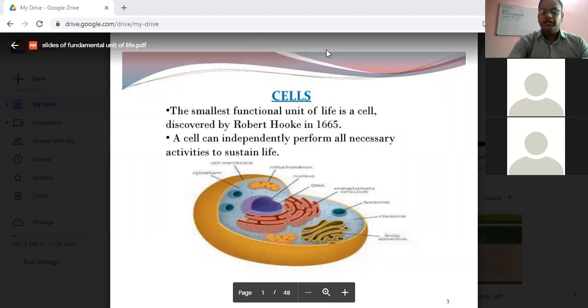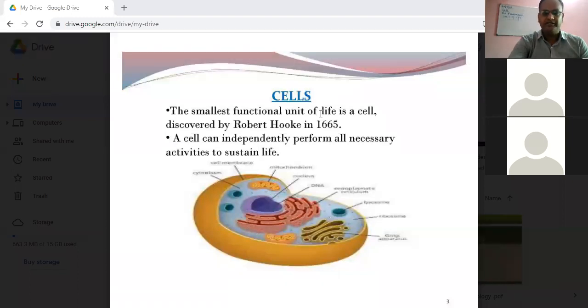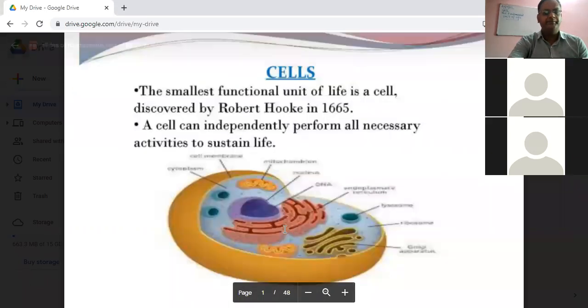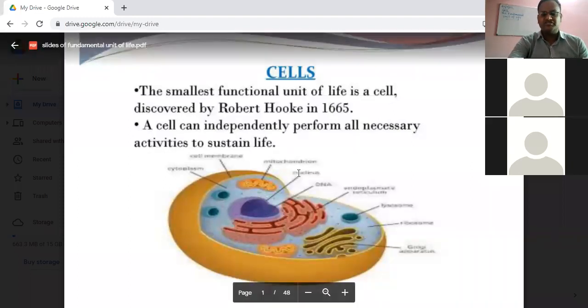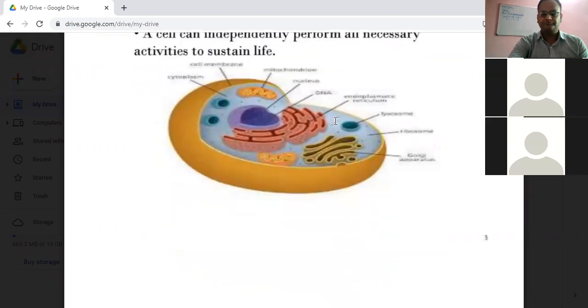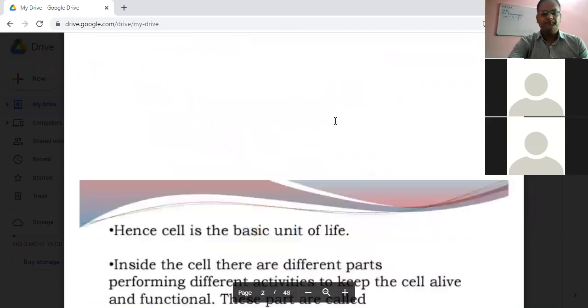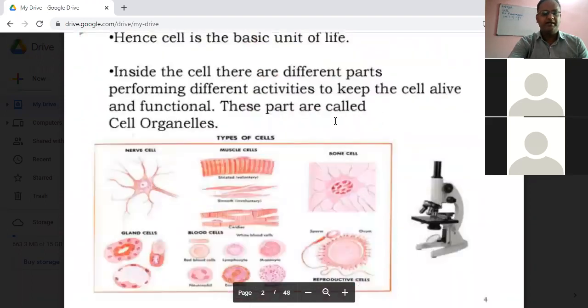Whatever he has said are the life processes. Life processes, students, mean the processes which are essential for the maintenance or survival of the organism, like nutrition, respiration, reproduction. So the cell is definitely doing all this work. That is why, with the second sentence highlighted here in the slide, a cell can independently perform all necessary activity to sustain life. Now, let us move to the next part.